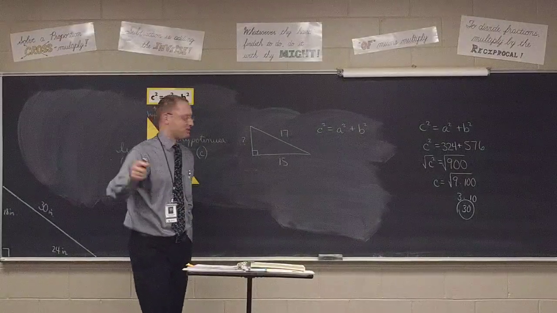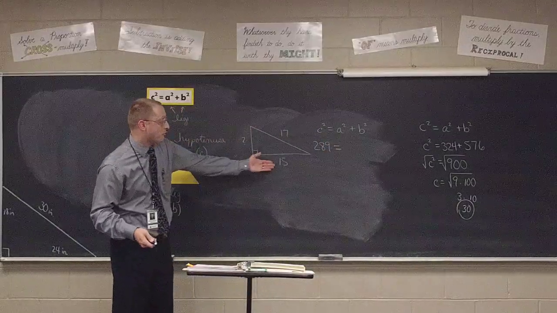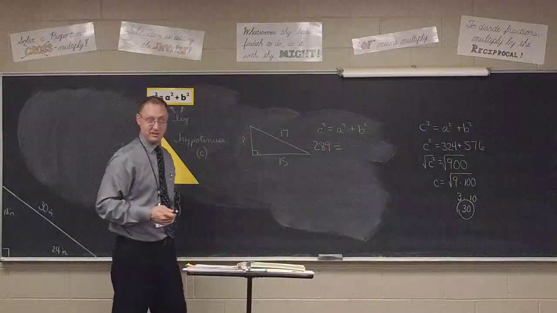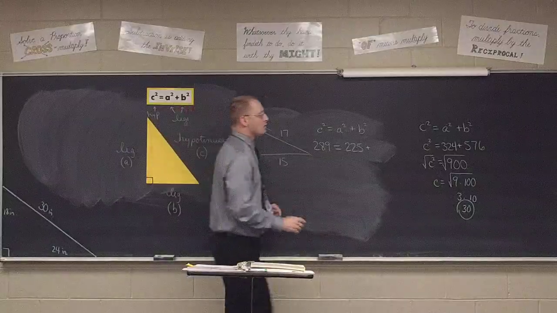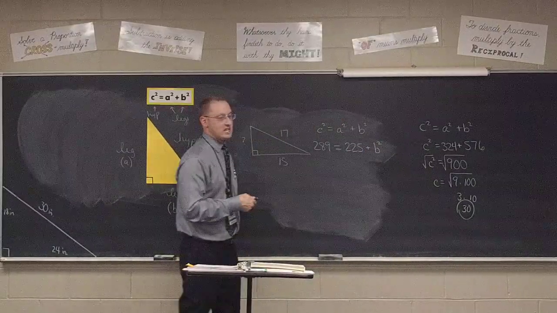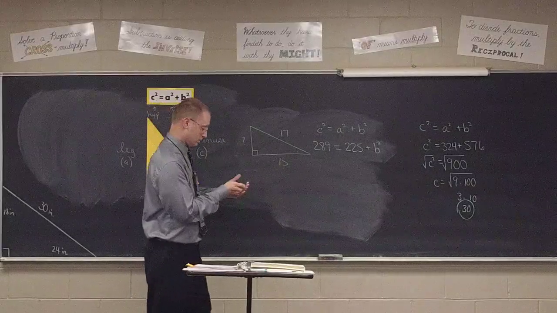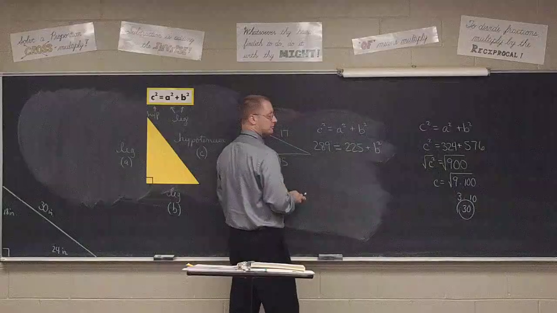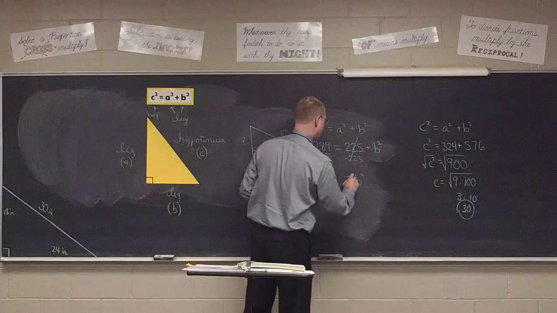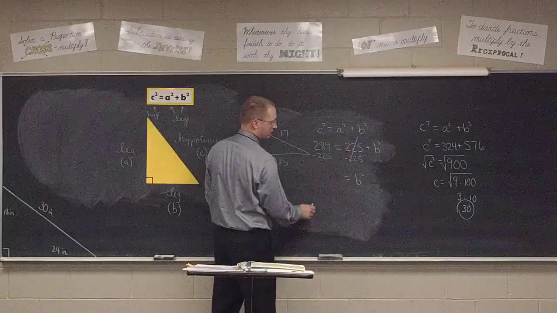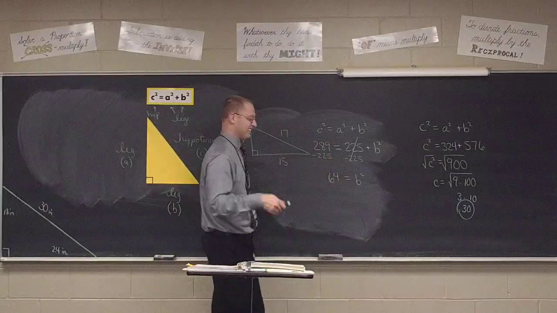It's 289. He finds it the smart way. He looks in his book at the 289, and I can know, for instance, the 15 squared. 225. There we go. But I don't know the other leg, right? What am I going to have to do to solve this pure quadratic? Subtract from both sides. We'll subtract 225 from both sides. That'll give us B squared is equal to 64.